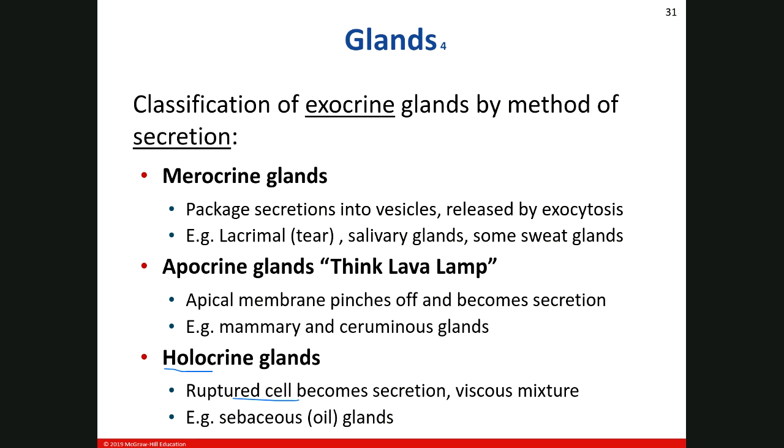So the cell kind of crumbles apart, blows up, however you want to look at it, all right? And then it becomes the secretion. So we see that with our sebaceous glands, all right? Those glands that we find affiliated with the hair follicles. So this type of secretion will be even more viscous or thicker, okay?